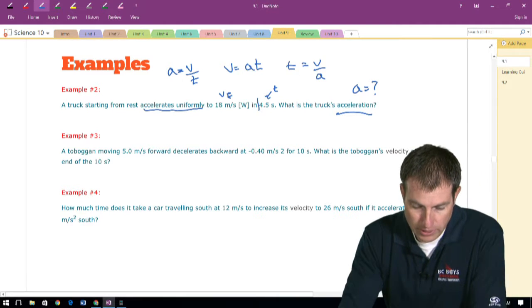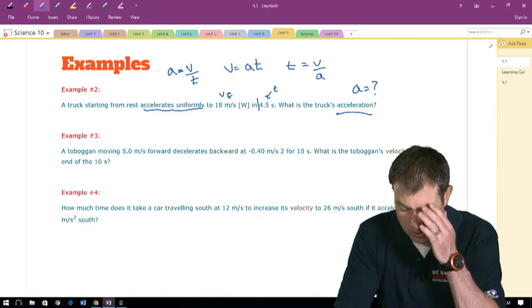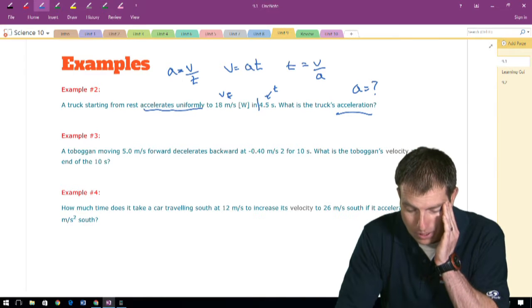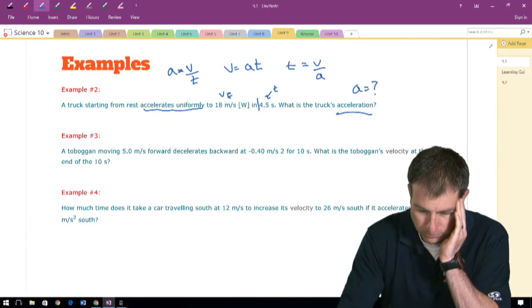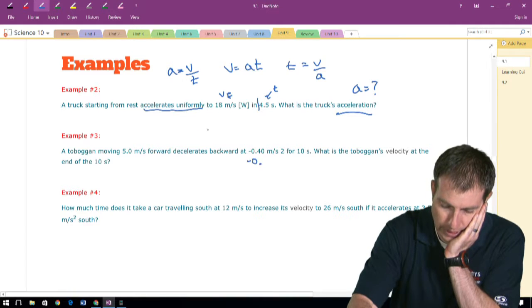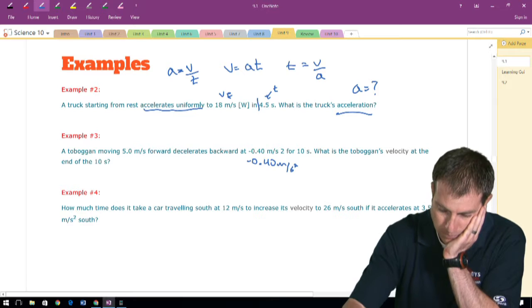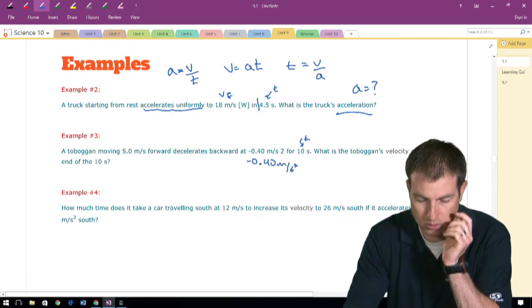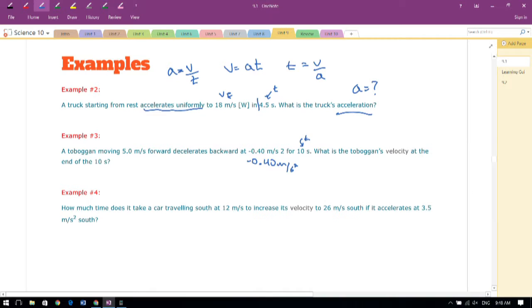Toboggan moving 5 decelerates backwards at negative 4 meters per second squared. Again, this should be negative 4 meters per second squared. And then again, we have a time of 10 seconds. What's the toboggan's velocity at the end? So it's asking for final velocity. And then how much time? So we're trying to find the time.